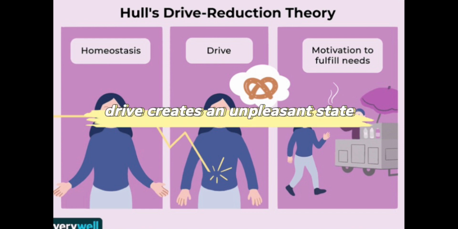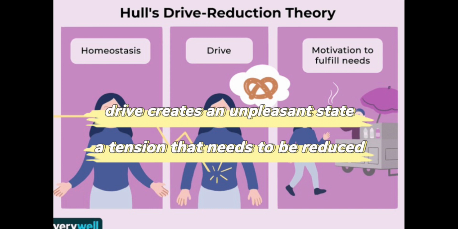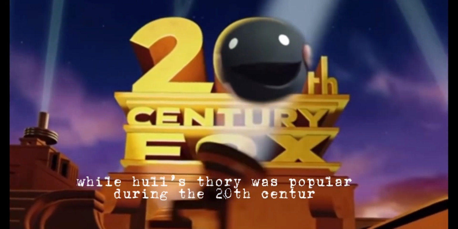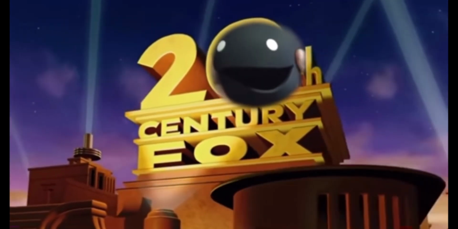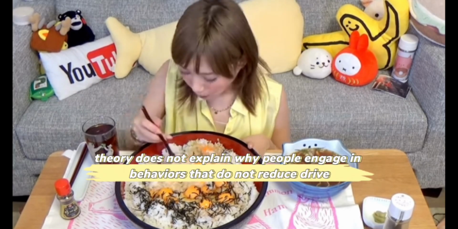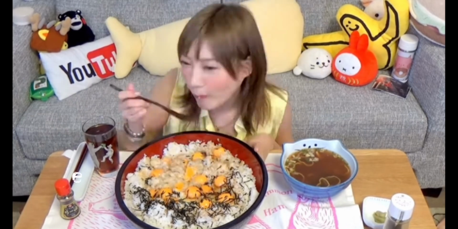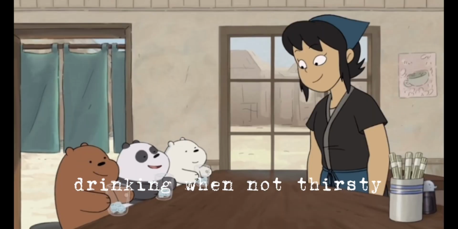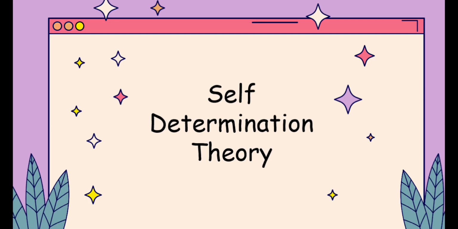A drive creates an unpleasant state, a tension that needs to be reduced, and that's why it motivates us to fulfill our needs. While this theory was popular in the 20th century, it began to fall out of favor due to a number of reasons, and one of them being that it doesn't explain why people engage in behaviors that do not reduce drive, such as eating when they are not hungry and also drinking when they are not thirsty at all. Last but not least is the self-determination theory.